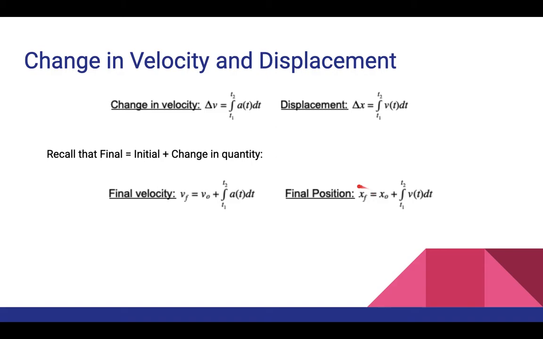And likewise, our final position is going to be given by our initial position plus our change in position, which is given by our displacement, the definite integral. So final position will equal initial position plus the definite integral from t1 to t2 of your velocity function. Okay? So that provides us a nice little way that we can make sense of everything that's going on here so far.